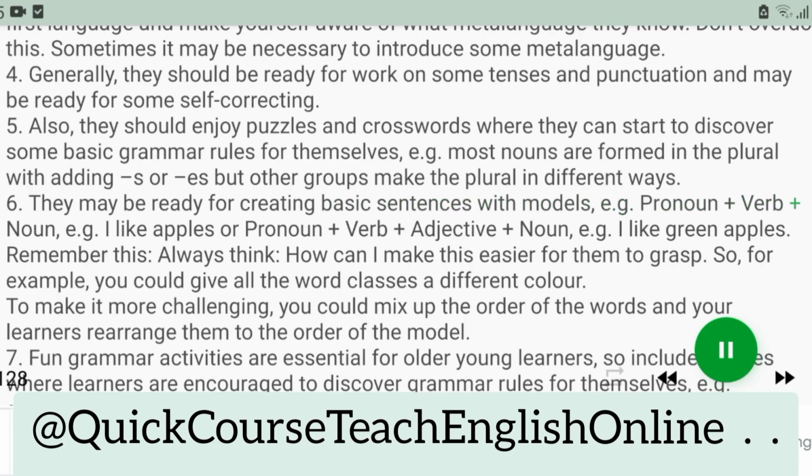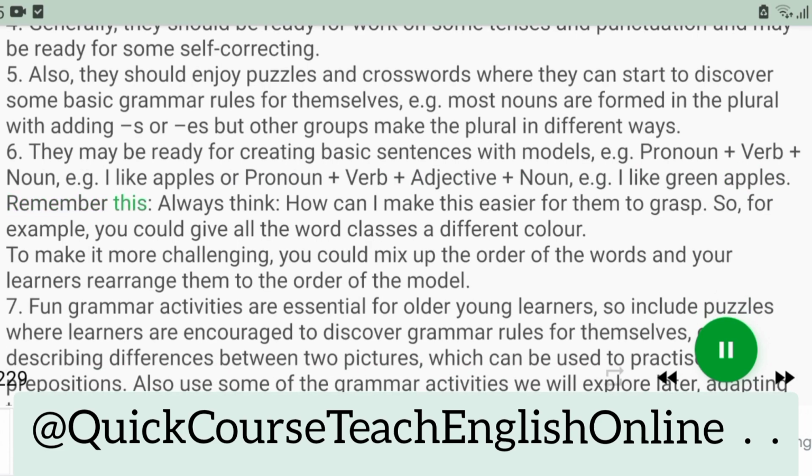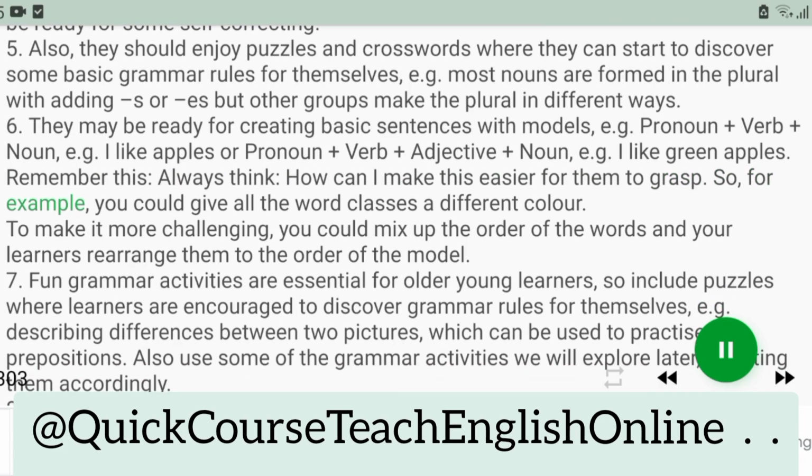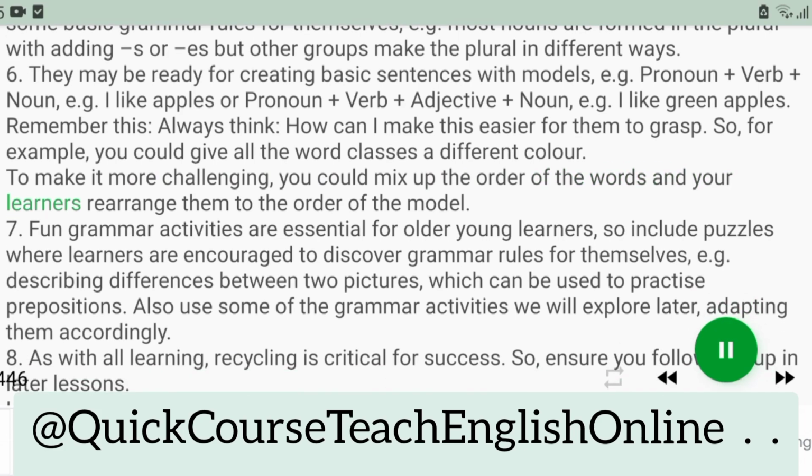pronoun plus verb plus noun, e.g. I like apples, or pronoun plus verb plus adjective plus noun, e.g. I like green apples. Remember this: always think, how can I make this easier for them to grasp? So, for example, you could give all the word classes a different color. To make it more challenging, you could mix up the order of the words and your learners rearrange them to the order of the model.